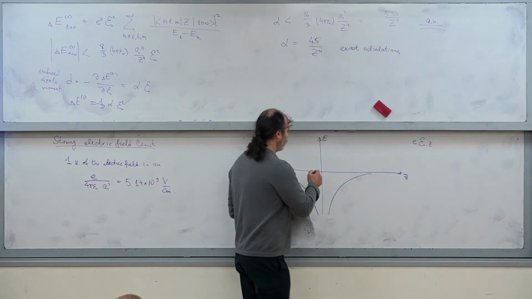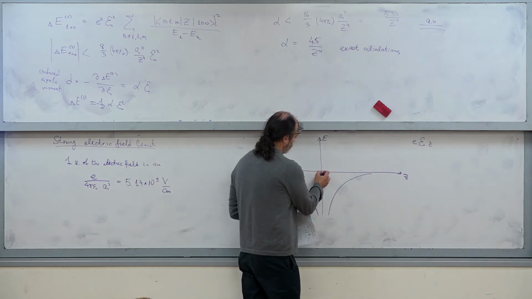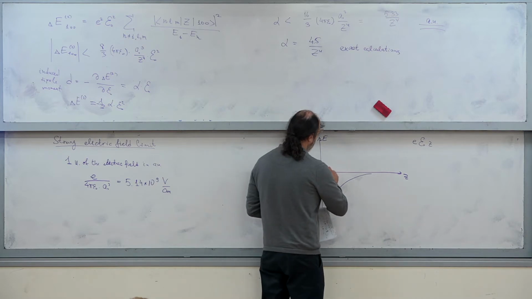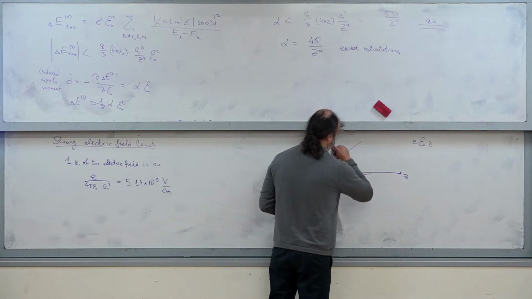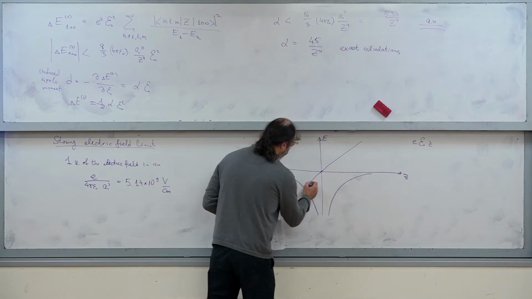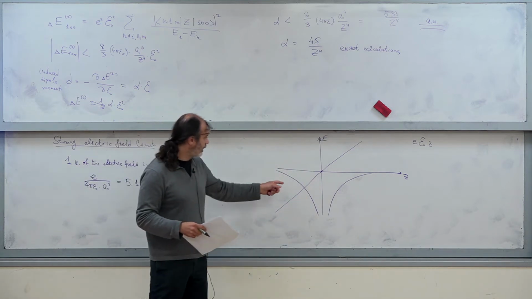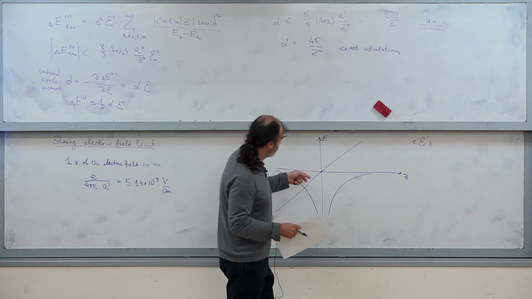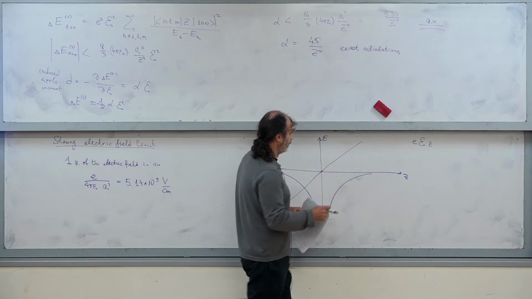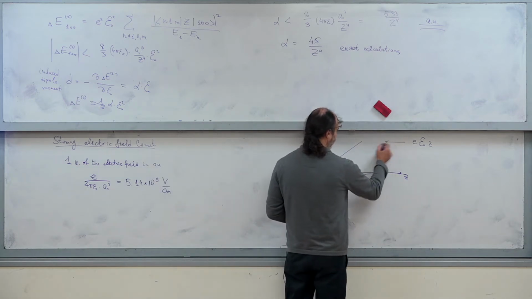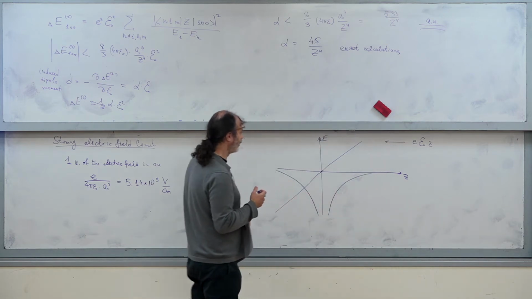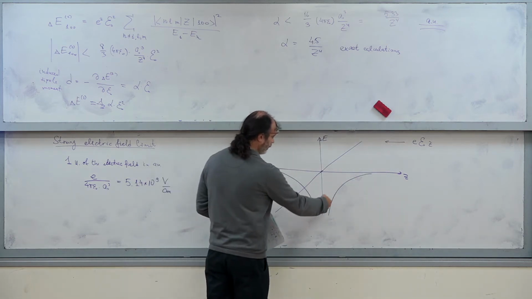So it's 0 here, and it goes linear with some coefficient. Positive for positive Z, negative for negative Z. So that's this part, the interaction with the external electric field, and that's the Coulomb potential.